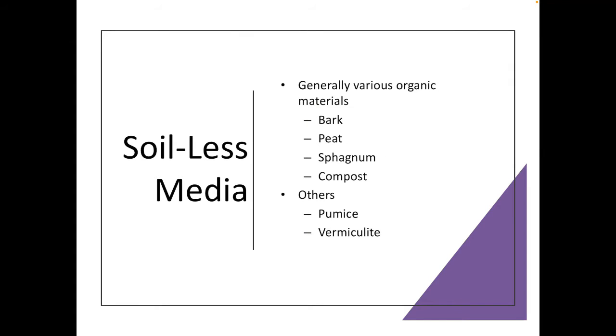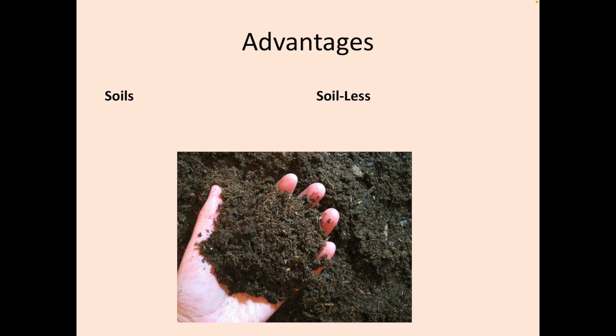Most of these soilless mixes are combinations of different types of organic material, various barks, peat moss, sphagnum moss, compost. You might see pumice, vermiculite, various levels of fertilizers being added, pesticides or fungicides being added, things like that, so that the growers can control exactly the components of the mixture that they want.